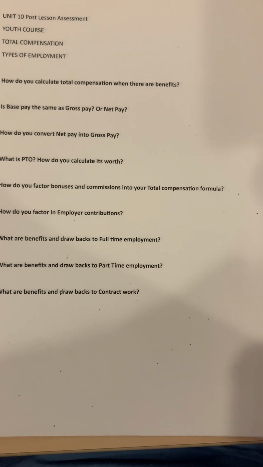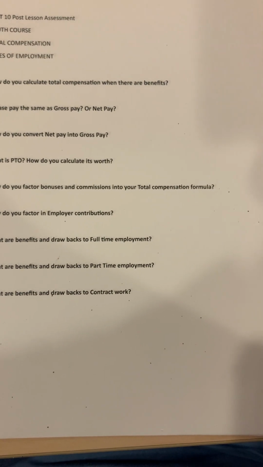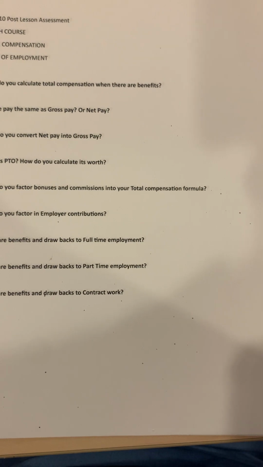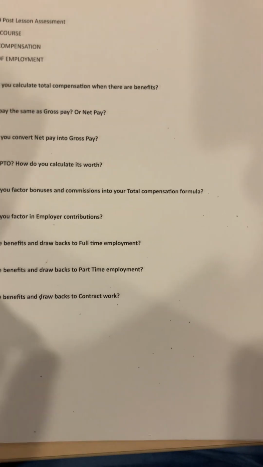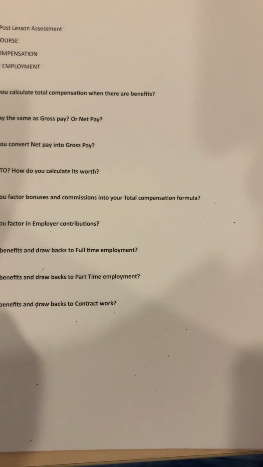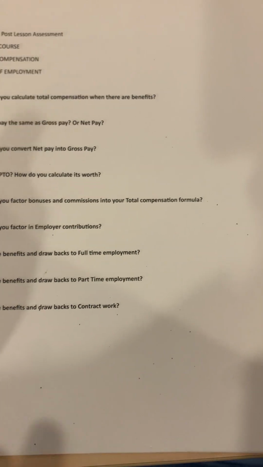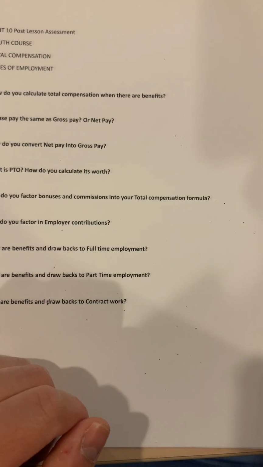Now, there's freebies that the employer gives you, like childcare, tuition assistance. You would calculate what it would be worth if you didn't have the benefit. In other words, what would you have to spend if you didn't have that benefit? And then you add that into the total compensation equation.